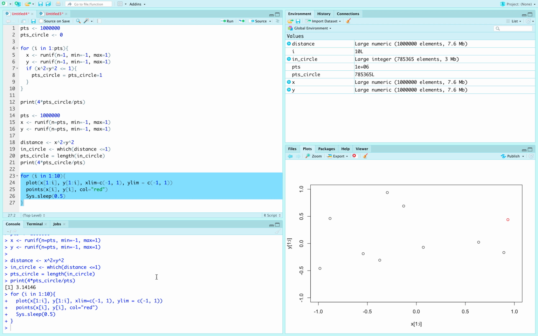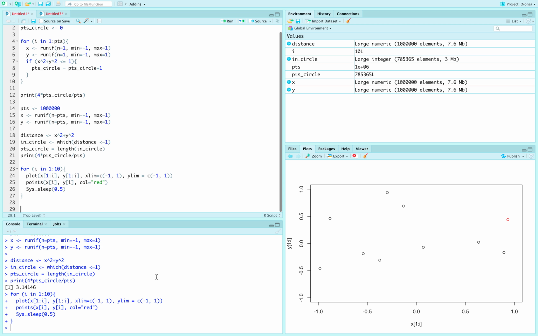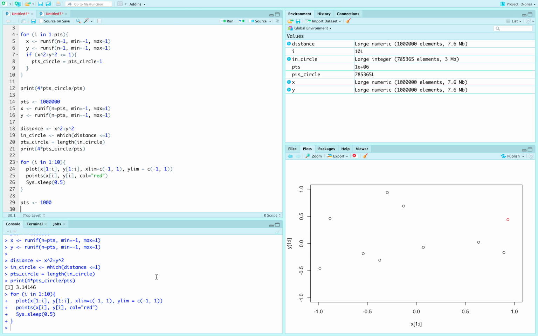Balik tayo sa R. So again, pili tayo ng points, let's say 1,000. Okay? Tapos, pipili tayo ng x. Based from this, sabi natin, ang x natin ay nanggaling sa uniform distribution where the total number of points is PTS. Uniform siya over 0, 1. So the minimum value of x is 0 and the maximum value of x is 1.